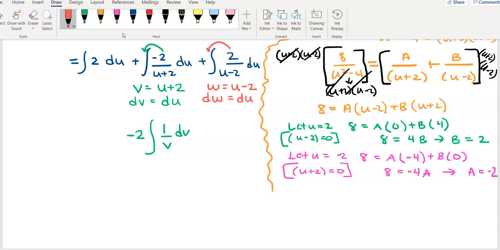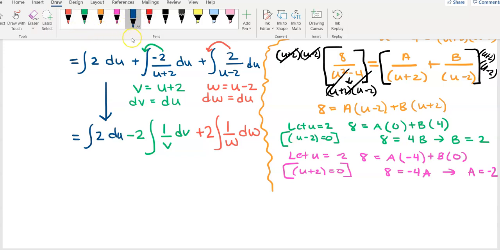Again, you can move that coefficient out in front. So plus 2 integral of 1 over w dw. And then, of course, we need to remember to bring that front integral, which is a nice simple one, the integral of 2 du down. So now let's write our answers here. So the integral of 2 in terms of u would be 2u.